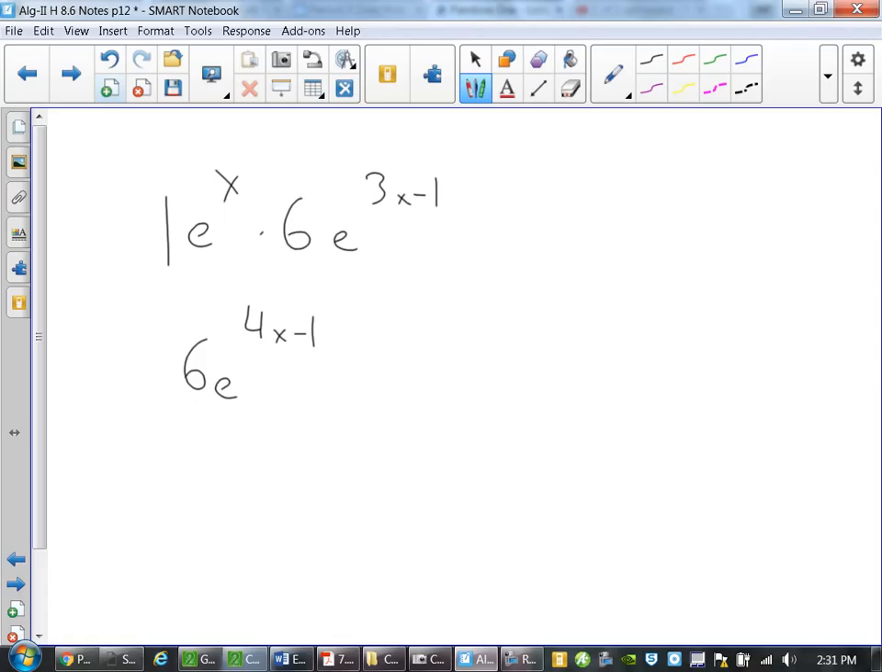Okay. Yes, sir. Number 7, 8, 9. How do you check if it's growth or decay? With the e values, you're just looking at your rate.